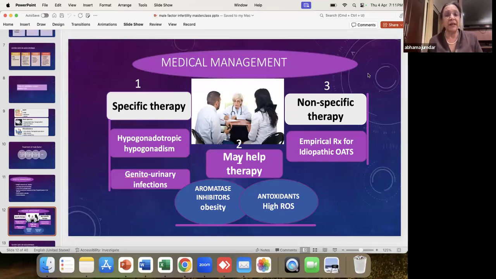What is specific therapy? If you've diagnosed hypogonadotropic hypogonadism, or genitourinary infections, these have a very specific therapy, and this does improve the sperm count. What may help is, one, in extreme obesity, you can use aromatase inhibitors, and two, if you've done a reactive oxygen species assessment, then antioxidants can help if the ROS is high. Non-specific therapy is empirical treatment for idiopathic oligoasthenospermia, where you can use anything and everything in the world.